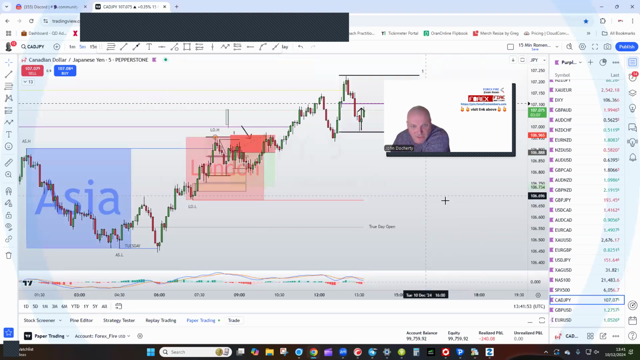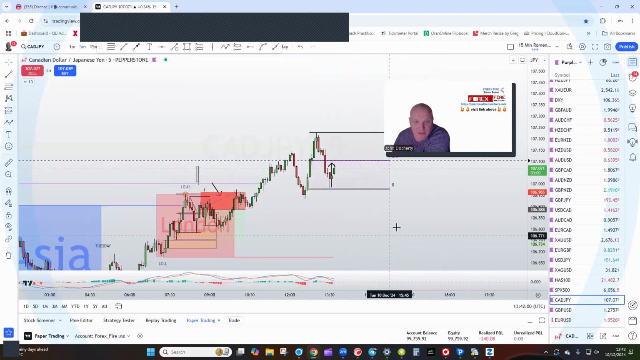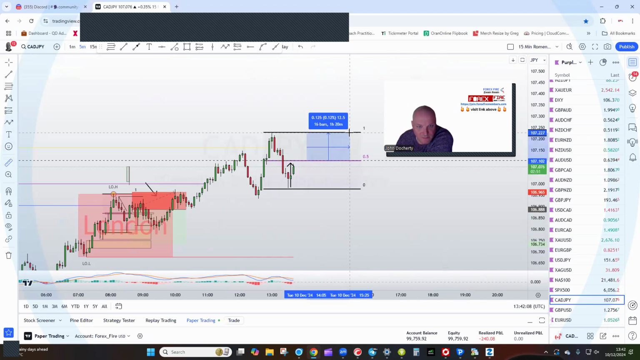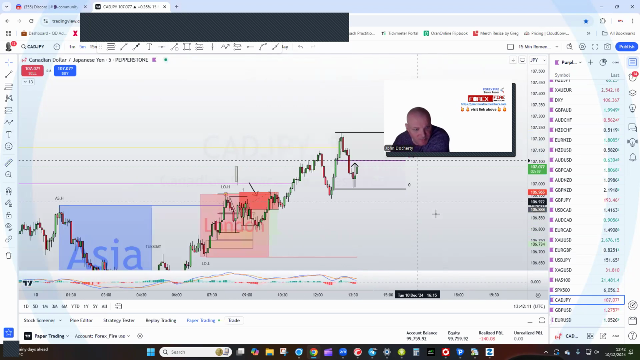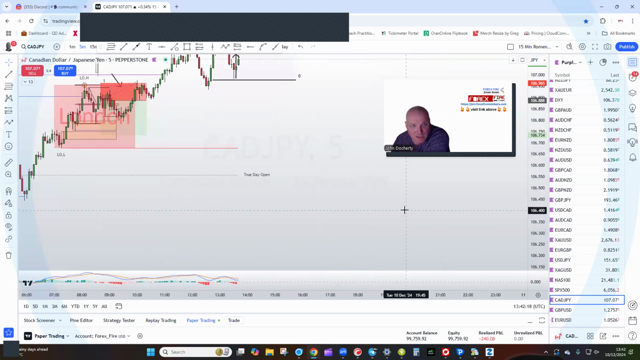On the CAD-JPY, you can see we do have a separation candle. It looks like we may get a touch in. Just looking at the pippage on this, it's a good 13 or 14 pips, to be fair, but we do have the true day open down the bottom. We have the London low and the Asian low as well.